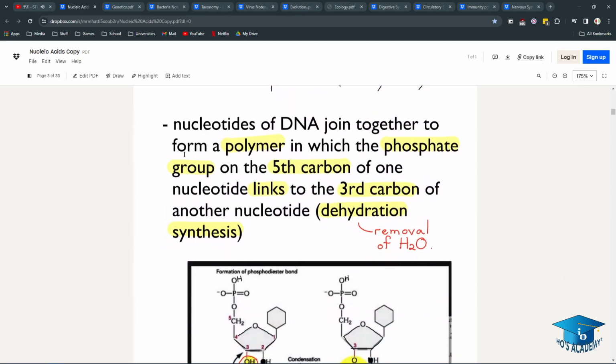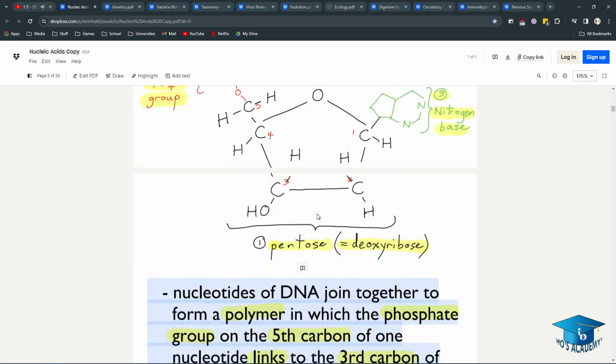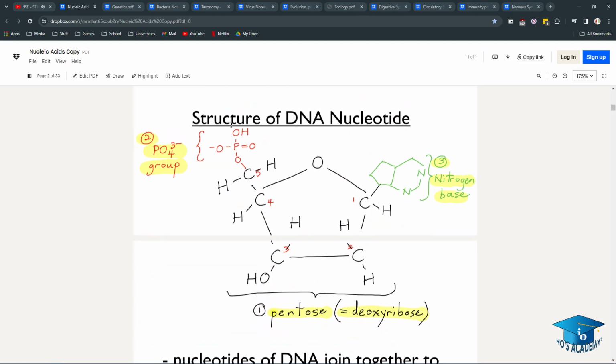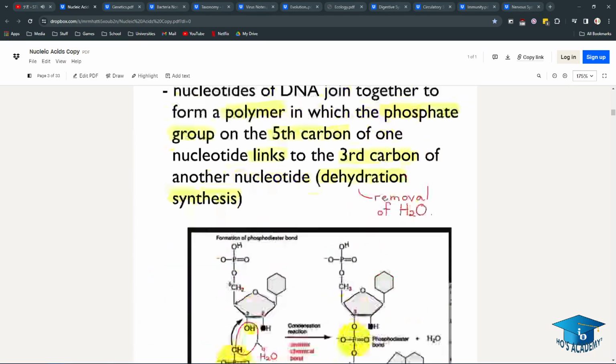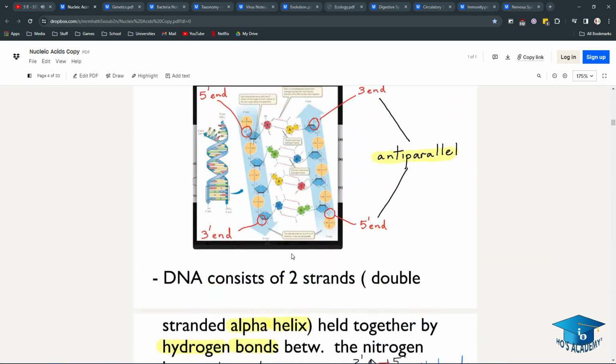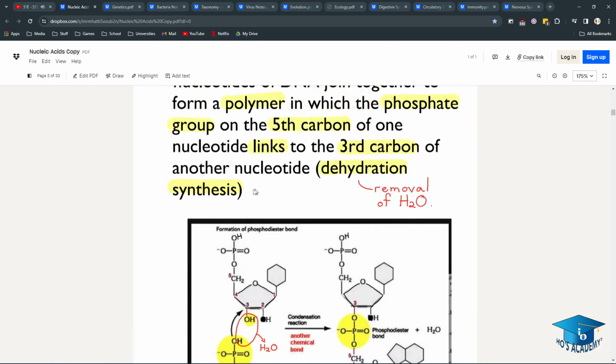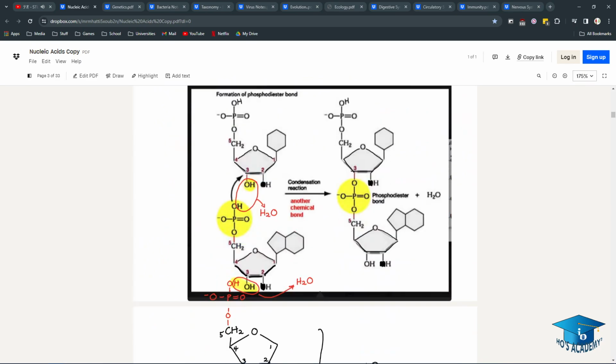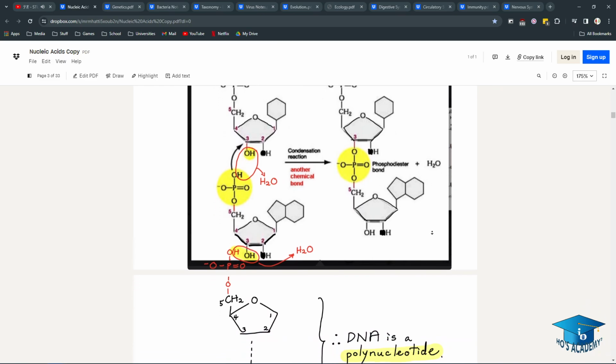Nucleotides of DNA join together to form a polymer known as, well, the DNA strand, in which the phosphate group on the fifth carbon of one nucleotide links to the third carbon of another through dehydration synthesis. So what this means is the hydroxide here, and water is removed to create a covalent ester bond here. Or no, they call this a special kind of bond, a phosphodiester bond, because of the way it's linked up and down. So water is removed from the top here and the bottom here, and this is how DNA are linked together through this phosphodiester bond. And water is removed, obviously, so that's a product.